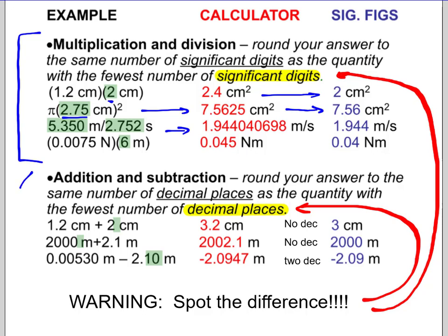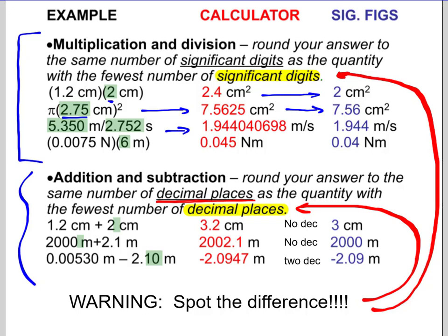Now the second one, and this is the one I always make mistakes on, so please watch for me making a boo-boo. Addition and subtraction, you round your answer to the same number of decimal places. So that's a big difference. Decimal places versus significant figures. So adding, subtracting, you're rounding off to the number of decimal places. I put a big warning on there because that's something that's easy to miss.